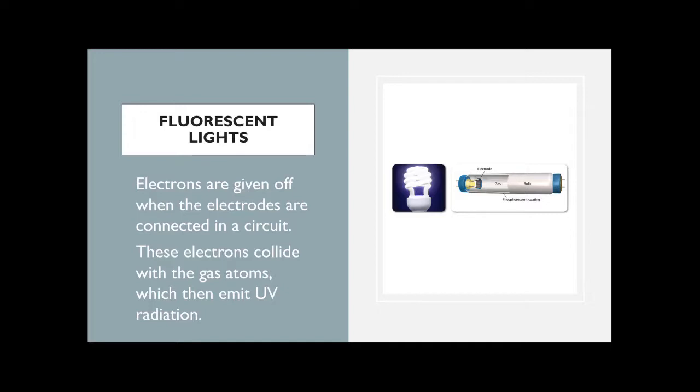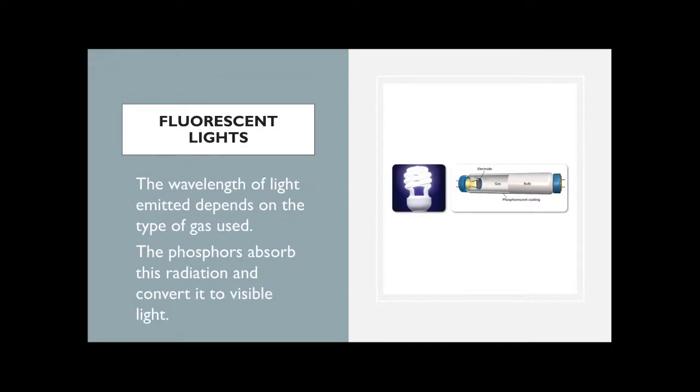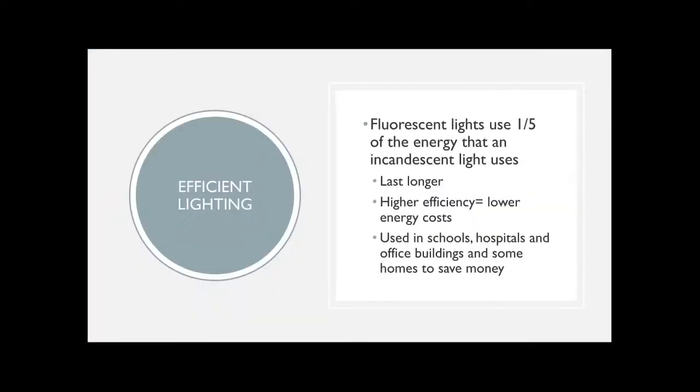So what happens? When these electrodes are connected to a circuit, electrons are going to be emitted. Once emitted, these electrons collide with the gas molecules inside of the bulb, and this emits UV, or ultraviolet, radiation. Depending on the type of gas you have, different wavelengths of light can be emitted, but we'll talk about that later. The phosphor that coats the inside of the bulb is going to absorb this UV radiation and convert it to visible light, which is what we see.